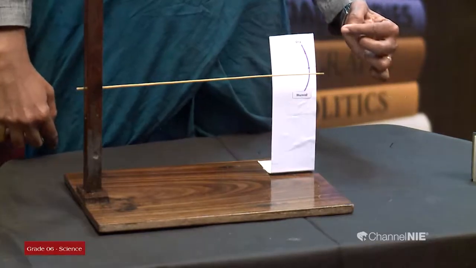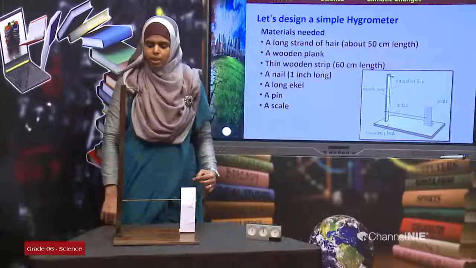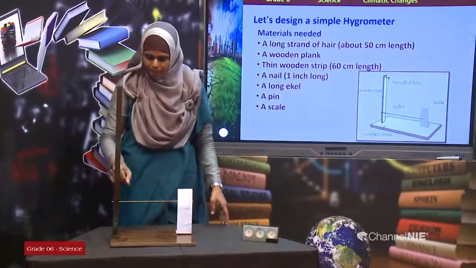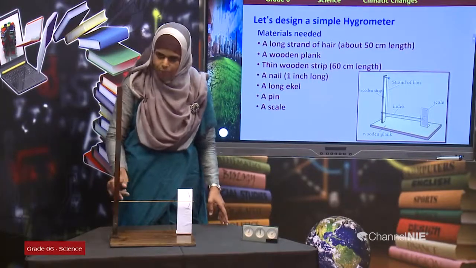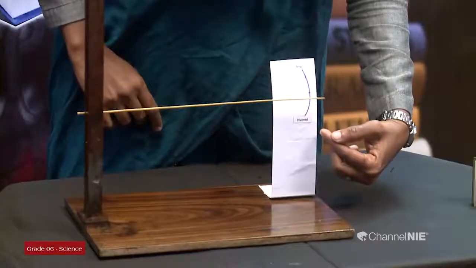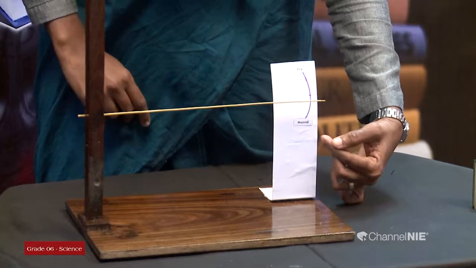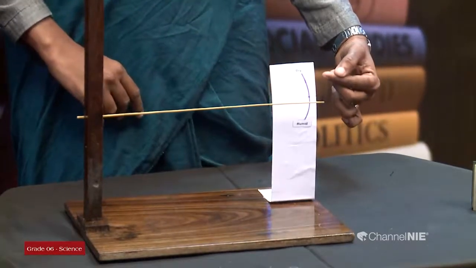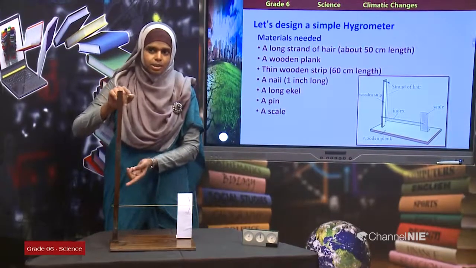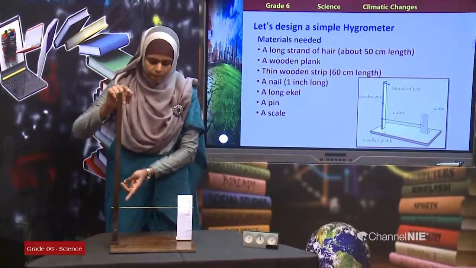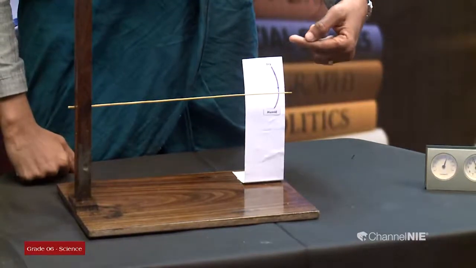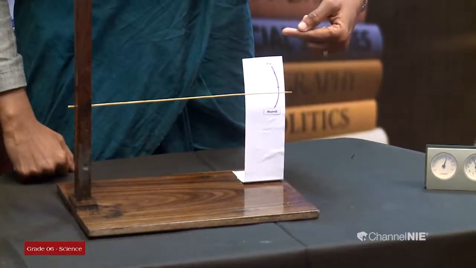What happens here is, children, whenever the atmosphere is humid, the length of the strand of hair increases. This becomes lengthy. So, when this becomes lengthy, from the pin, this eagle would rotate and move down and show that humidity is high. In dry weather conditions, what would happen? Yes, children, the length of the hair would reduce and it becomes shortened. When it becomes shortened, this eagle would move up and indicate that the environment is dry.